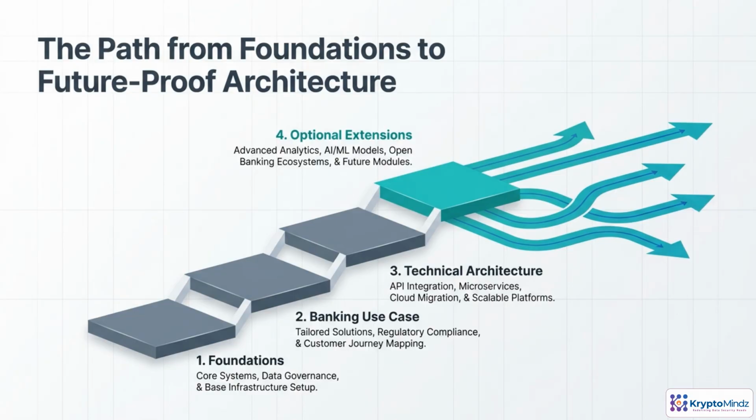We'll learn eIDAS solution architecture in 4 steps. First, we build foundations: what digital identity is, how trust works, and the basics of PKI and protocols. Second, we anchor everything in a specific banking use case: remote onboarding and qualified e-signature. Third, we translate that into technical architecture, connecting front ends, identity, signing, and back-end systems. Finally, we look at how to future-proof the design for new regulations and technologies.